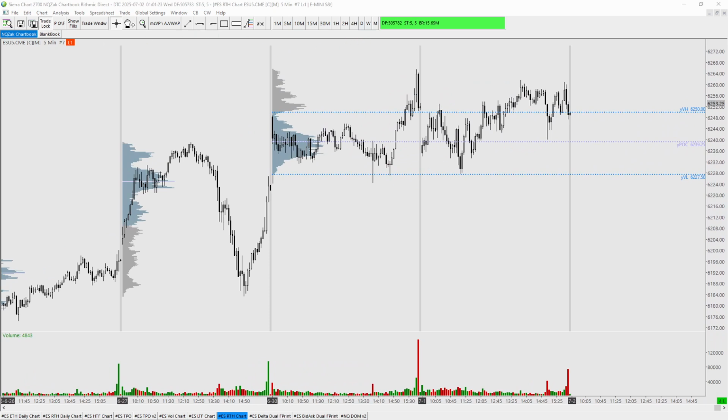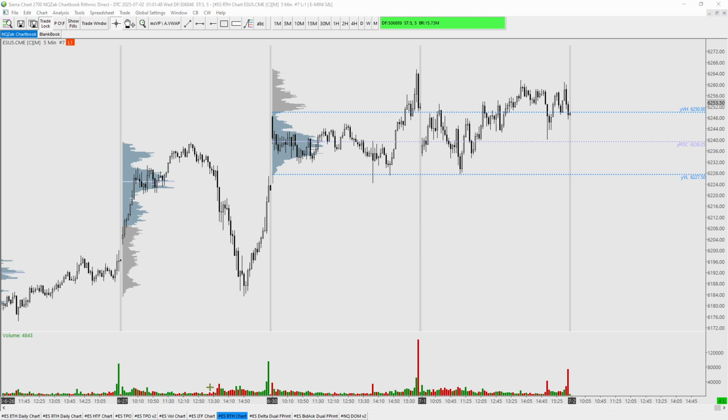You can see we opened right here, and once we hit the level of value area high, we got a big rejection reversal to the other side. We hit value area low, and we got another rejection reversal back to the other side, right? So great trade opportunity, great trade reactions, good zones for reversals, and they're also good zones for breakouts.